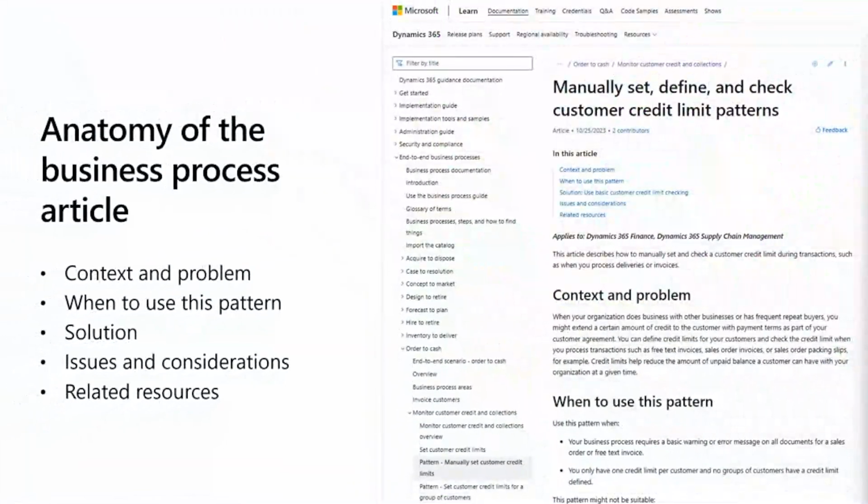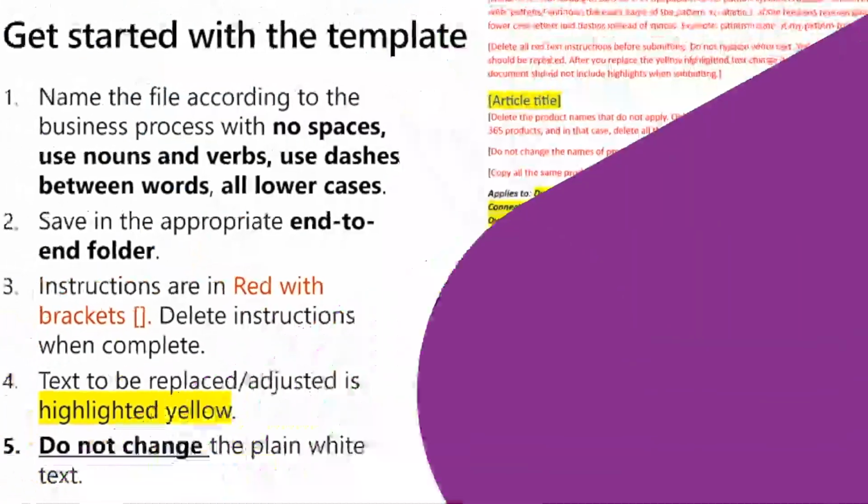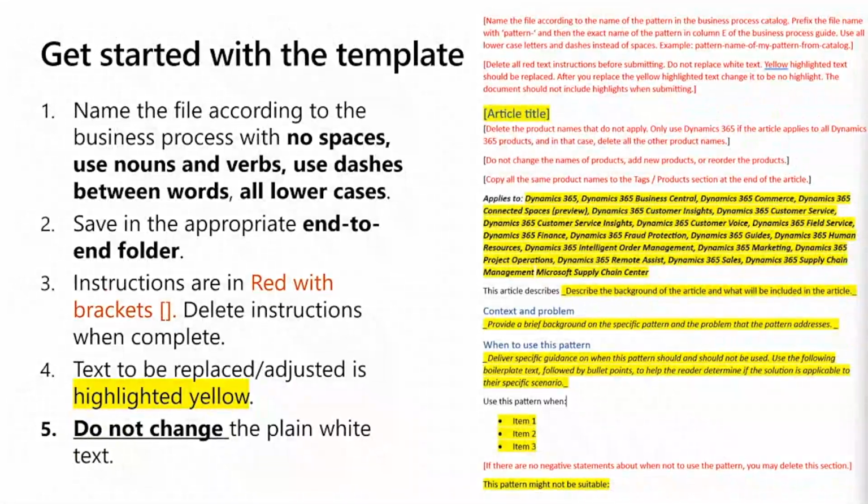Pattern articles include context and problem, which is that story, when to use this pattern, the actual solution, issues and considerations, and related resources. When you're getting started with the template, I've included a screenshot of that template here on the right-hand side that you can see. It's very similar to the process for like the level 3 business processes as well.